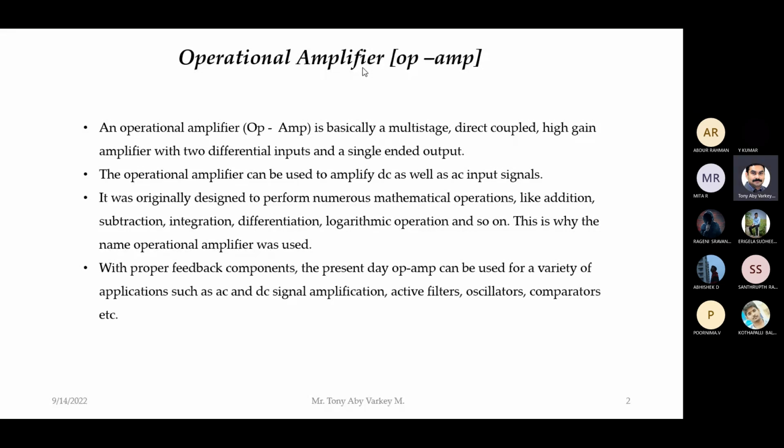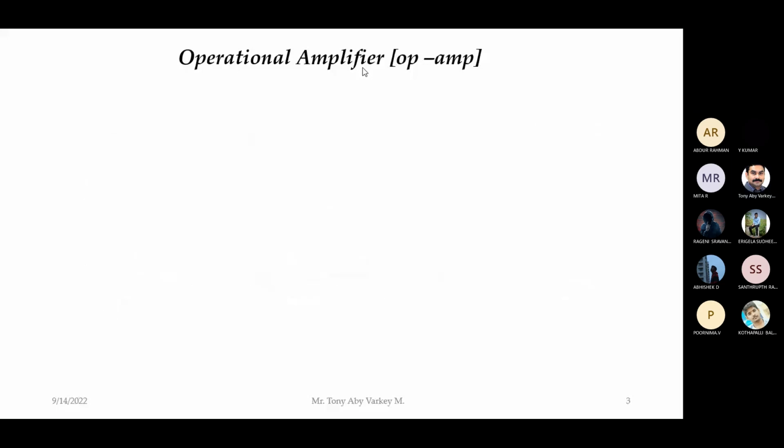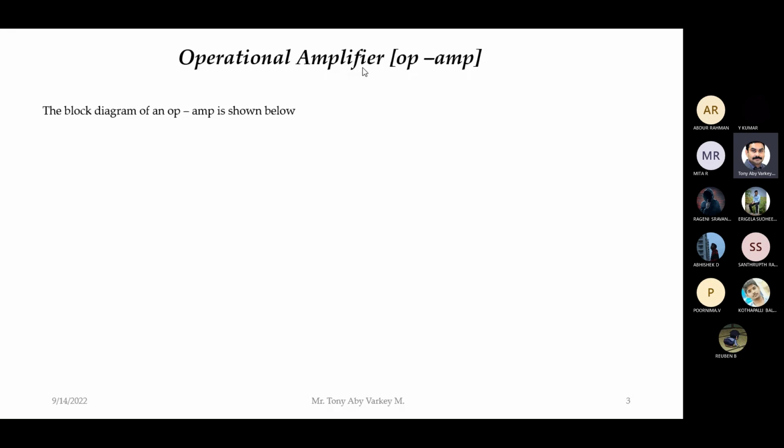Now, with proper feedback components, present-day Opamp can be used for a variety of applications such as AC and DC amplification. You can design filters, which we will study in the coming classes. Oscillators, that also we will be studying. Comparators. All these are applications of Opamp other than the mathematical operations. Now we'll look into the block diagram of an op-amp. Since you are from a computer science background, we will not go into detail on each block. I will just give an overview.